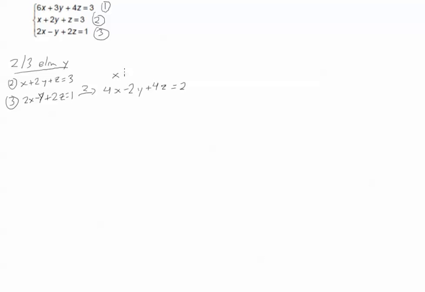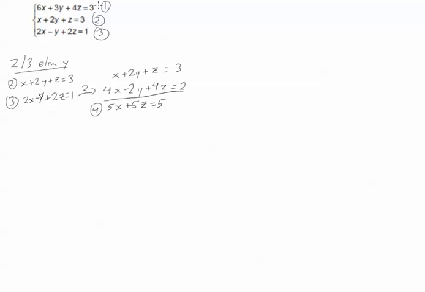And I'll just keep my second equation, number 2 here, the same. I'll get x plus 2y plus z equals 3. Now when I combine these two equations, x and 4x become 5x. Positive 2y, negative 2y make 0. z and 4z become 5z. 3 and 2 become 5. And I'll call this equation number 4. Now I've got equation 2 and 3 in the mix here, and I've got my equation 4 out of those.